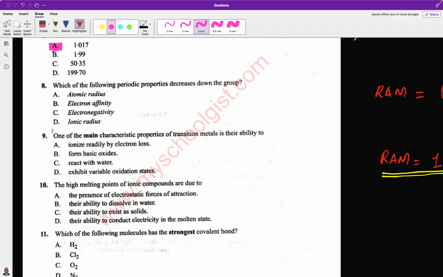B. Electron affinity is not the one. C. Electronegativity. Electronegativity is decreasing down the group. Then D, ionic radius. Ionic radius is also increasing down the group. So the only possible answer for this is C. Electronegativity is decreasing down the group. So our answer for 8 is C.